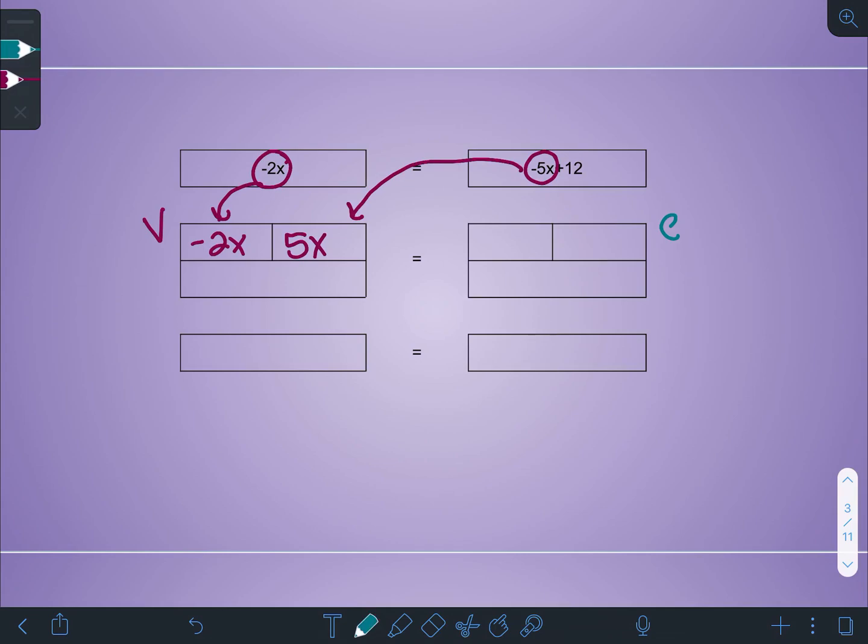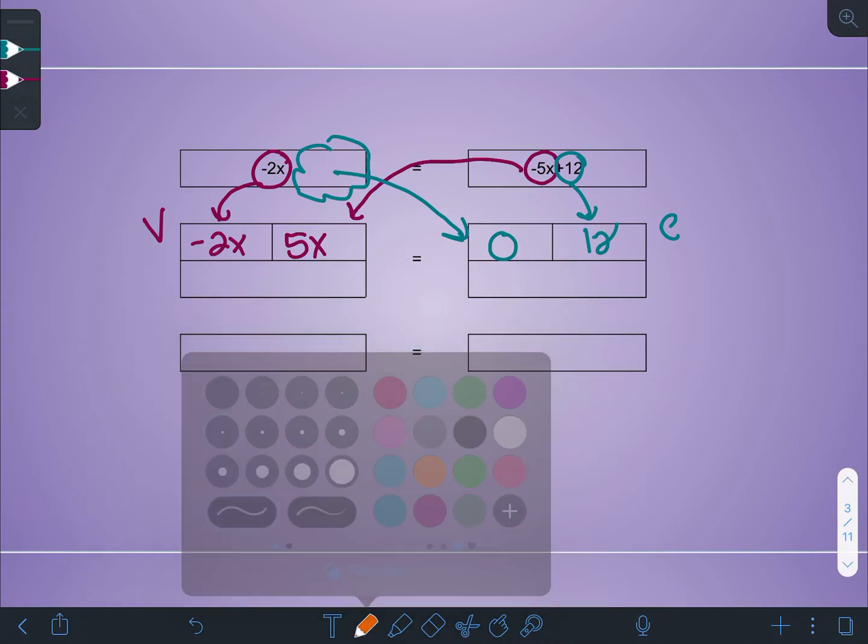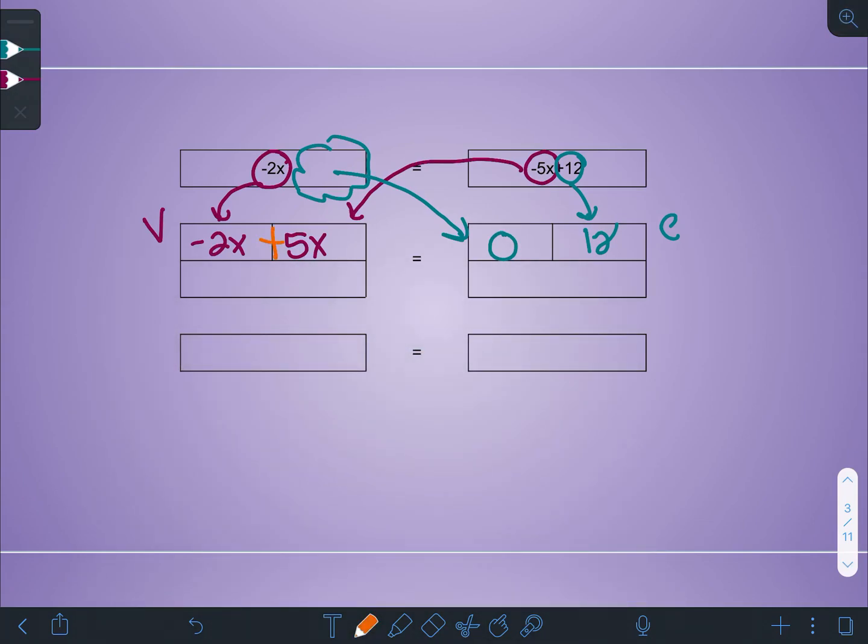Then I'm going to deal with my constants. So I have this 12 that I'm going to drop down. And when I'm looking over here, I don't have a constant to bring over. So I'm basically bringing 0 to the other side. Now combine my like terms. A negative 2x plus 5x is 3x. 0 plus 12 is 12.